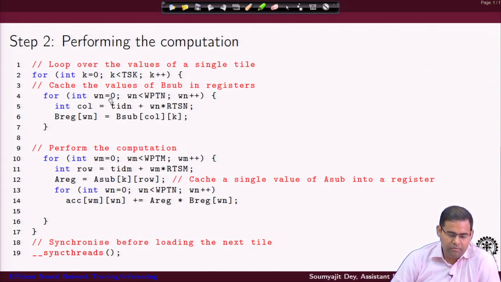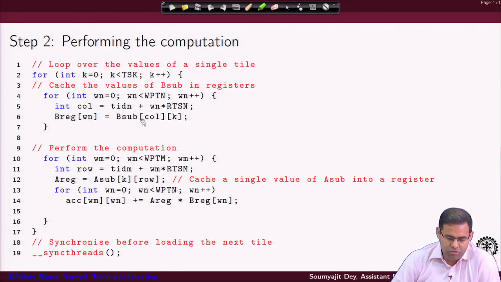Then the thing that you do is you cache the values of B sub in the registers. Now, that is an important step. So, observe what is going on. You have got this value of B sub. Now, you are going to load them in this array B reg. Now, why is this important? Observe that B sub is shared, so it is in the shared memory, but where is B reg? B reg is a local array, which means this will be located in the register.